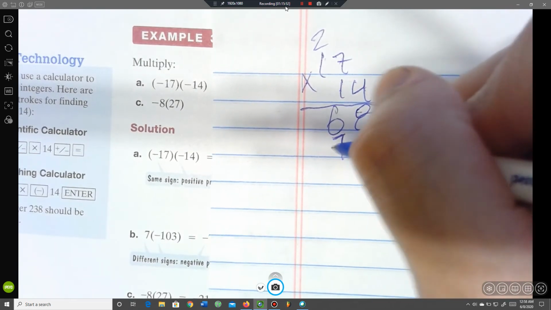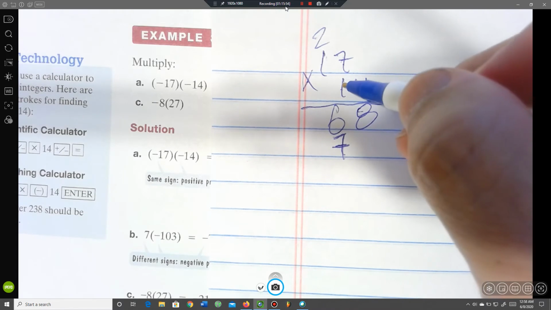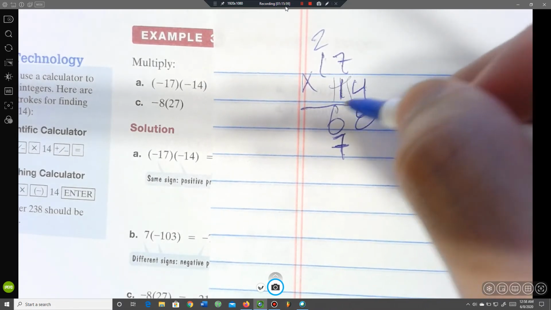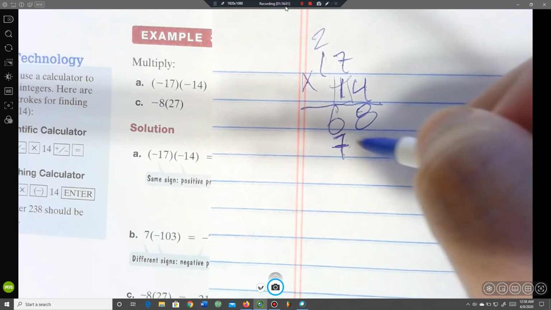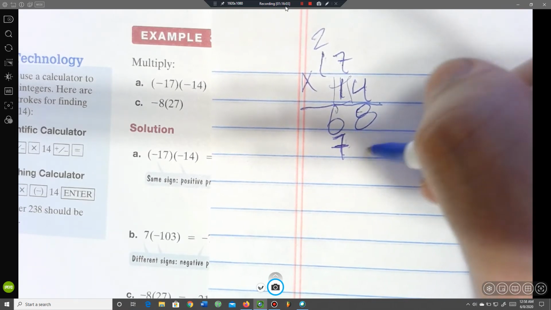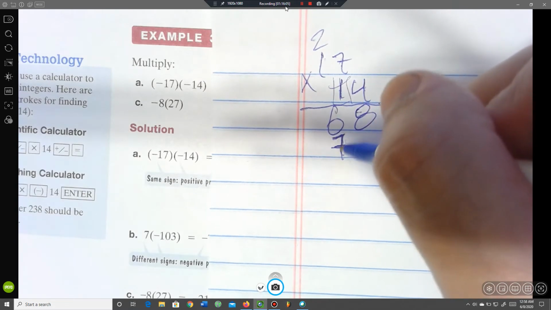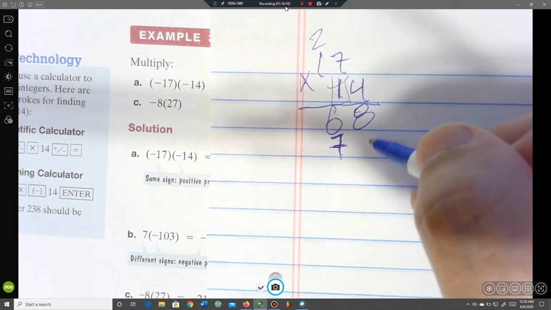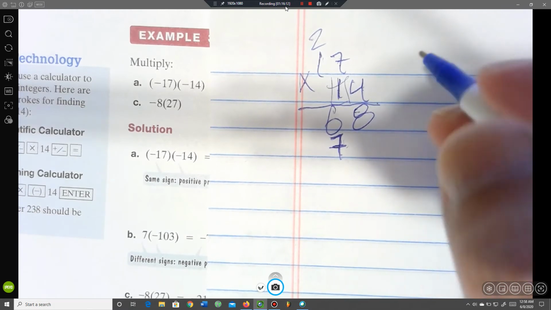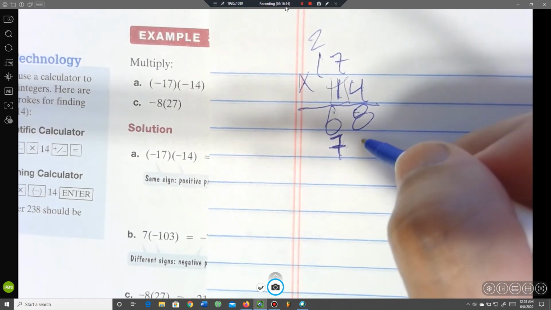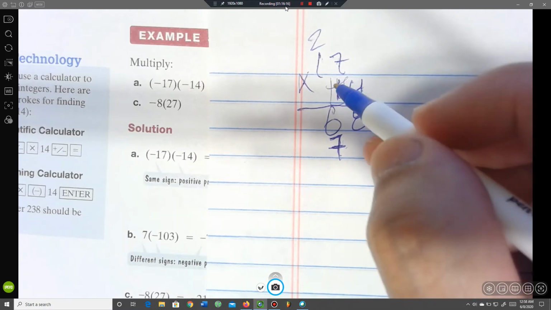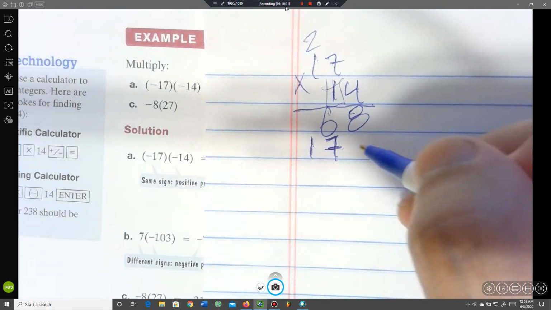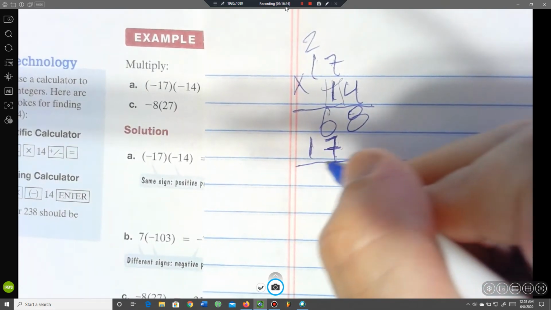Oh, and here, because you are working with the tens value, you need to skip this place here and start over here. If you want to write a 0 here, you're more than welcome to. Some students do, some students don't. I just skip it. Anyway, 1 times 7 is 7. 1 times 1 is 1. And I'm done with that.